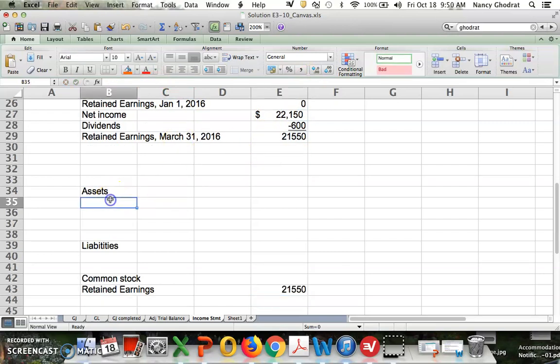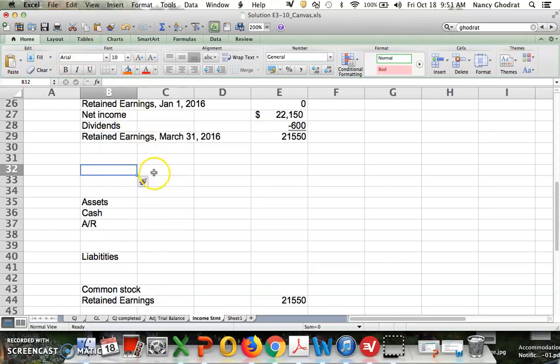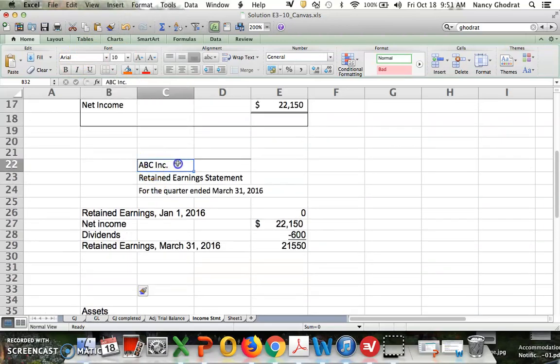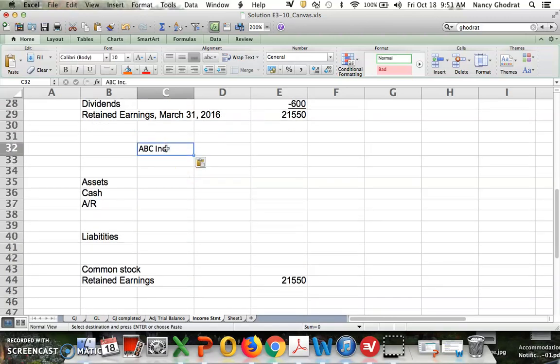Everything else for your assets, such as cash, accounts receivable, supplies, I'm not going to go over all of them because I'm not going to have time to finish this, but I will put the solution up for you on Canvas. They will show up in the asset section and the contra asset, and the liabilities will show up in the liability section. Now, the heading for your balance sheet is the name of the company again, in our case ABC Inc., and the name of the statement, in this case, balance sheet.